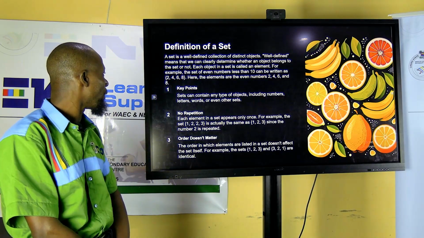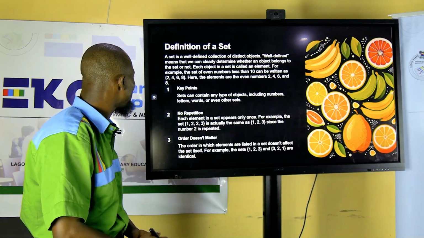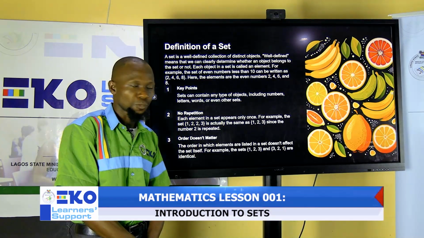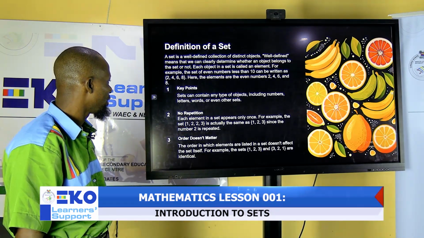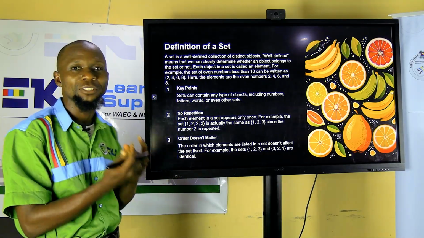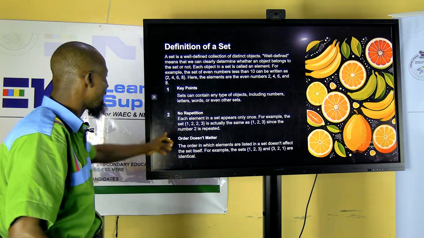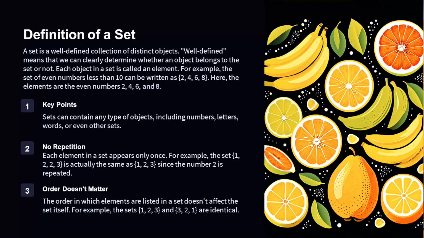So these are key points. A set can contain any type of object, including numbers, letters, words, or even other sets. Then another point: there is no repetition. For example, look at this. We have a set of 1, 2, 2, 3. It's actually the same as the set of 1, 2, 3, since the number 2 is repeated. At the same time, the order does not matter. The set 1, 2, 3 is the same thing as the set 3, 2, 1. They are identical. All right?